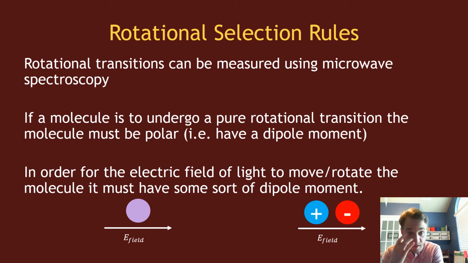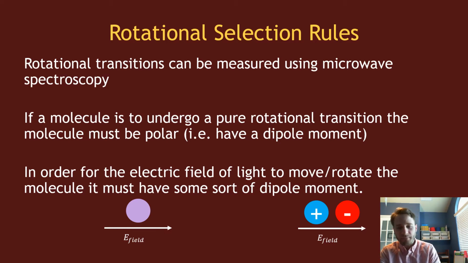So today we'll start talking about the selection rules for rotational spectroscopy, or microwave spectroscopy, as it's also referred to. If you want a molecule to undergo some type of pure rotational transition, the molecule has to be polar, i.e., it has to have a dipole moment.